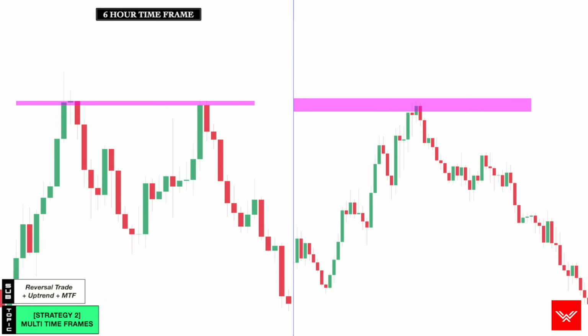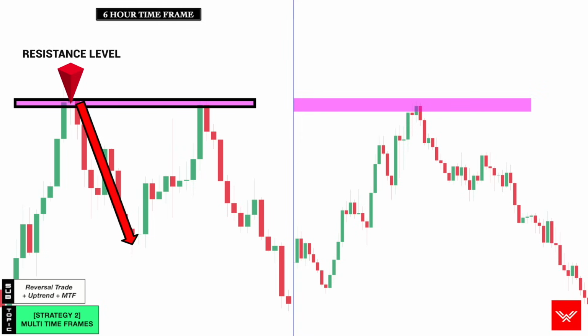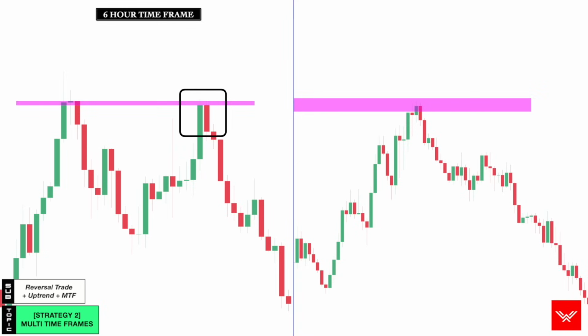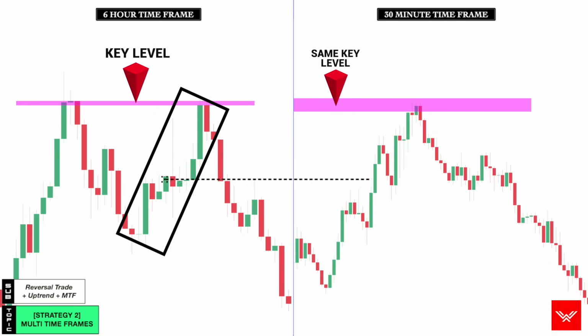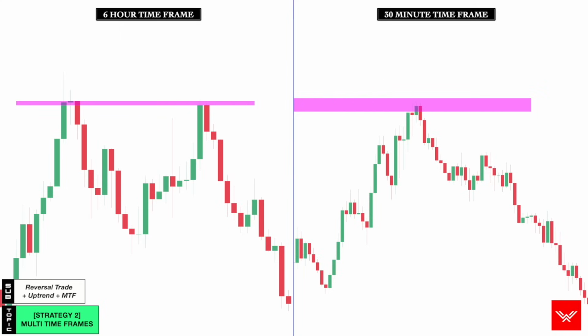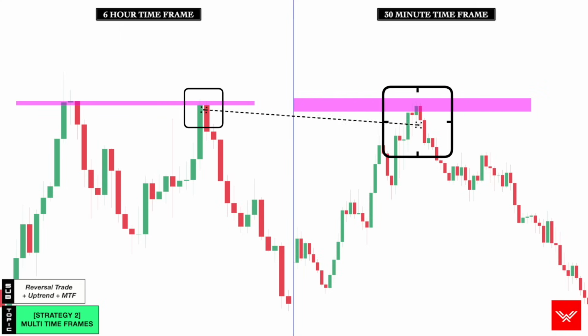So next, a reversal trade in an uptrend using multi-time frames. On the left is the 6-hour time frame. You had your key level of resistance because of this reversal point here. And this is where your reversal trade opportunity short presented itself, where you had an inside bar pattern form at the key level. Then on the right is the 30-minute time frame that was used for an entry point. Same key level, same pullback. This area here is this same area here.